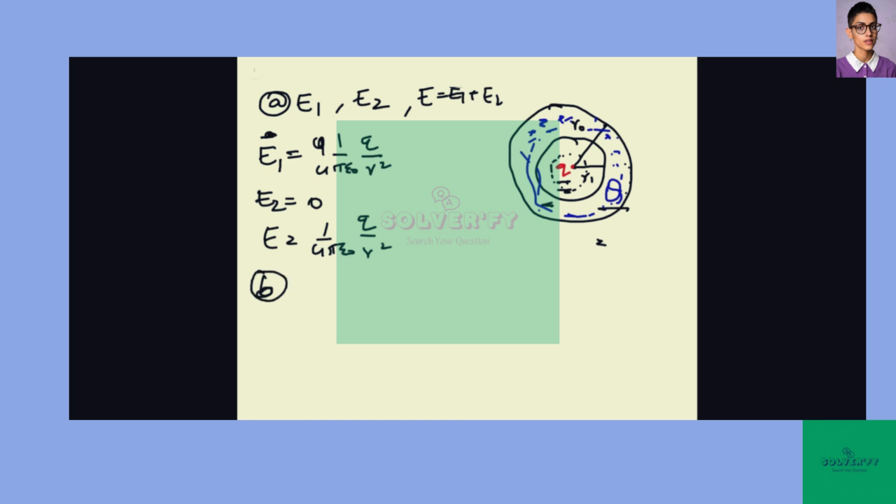Now, within the shell, it gets a little complicated. There is obviously E1, which is 1 by 4 pi epsilon naught q by r squared, but there is also field due to charge capital Q. Now, let's say you are at a certain distance r. We can find the charge enclosed within that Gaussian surface.